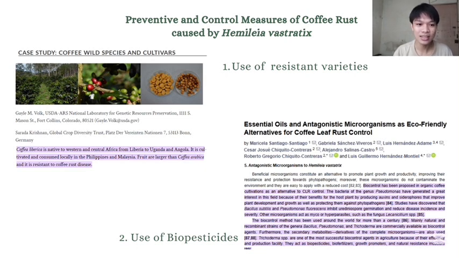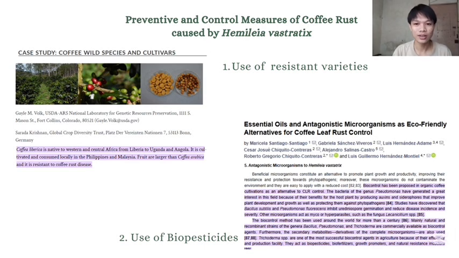Just for instance, the coffee Liberica, which is native to Western and Central Africa, is now cultivated locally in the Philippines and Malaysia. It is resistant to coffee rust disease, and this works by inhibiting the fungus's ability to penetrate the leaf or reducing its capacity to grow and spread within the plant tissues.